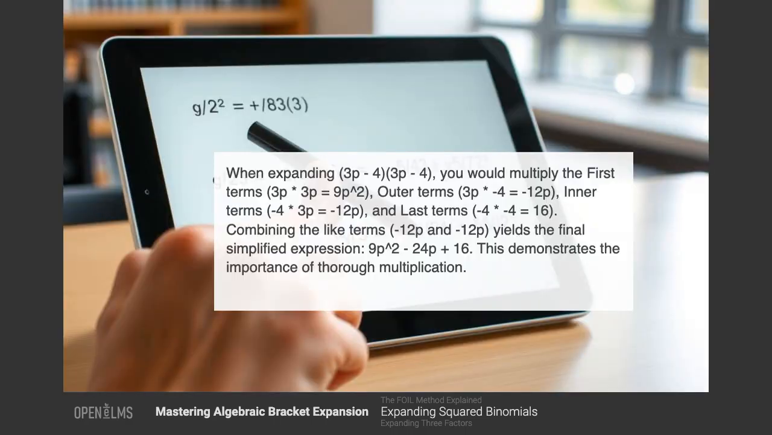When expanding (3p - 4)(3p - 4), you would multiply the first terms, 3p times 3p equals 9p squared. Outer terms, 3p times minus 4 equals minus 12p. Inner terms, minus 4 times 3p is minus 12p. And last terms, minus 4 times minus 4 equals 16. Combining the like terms, minus 12p and minus 12p, yields the final simplified expression, 9p squared minus 24p plus 16. This demonstrates the importance of thorough multiplication.